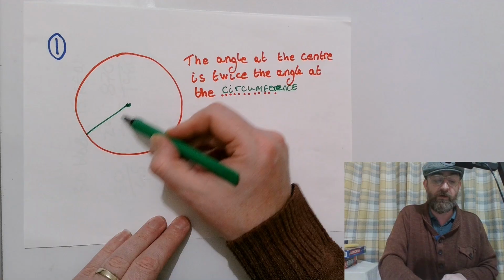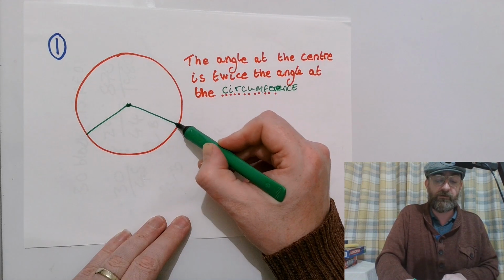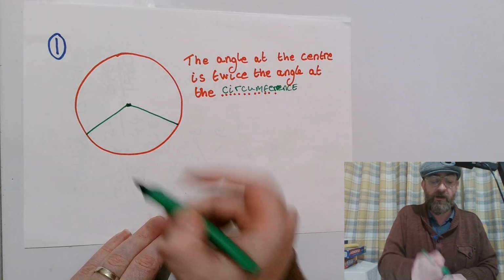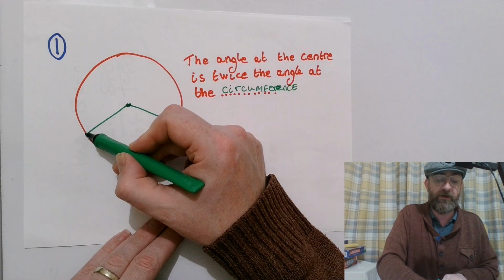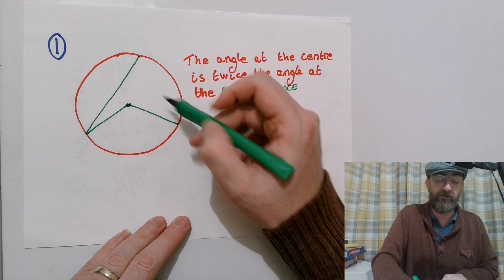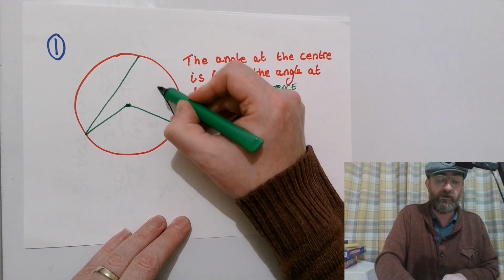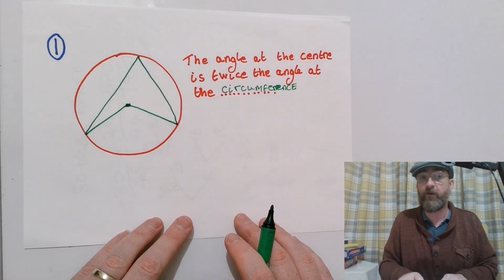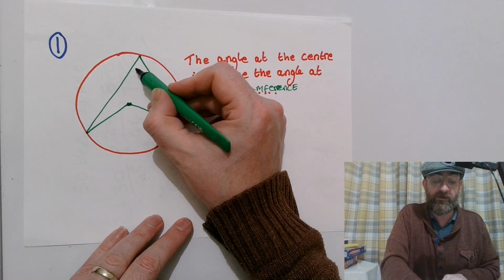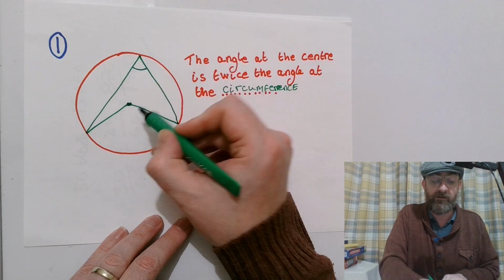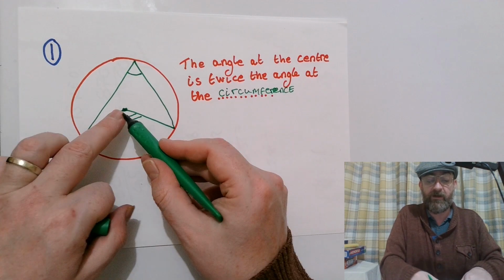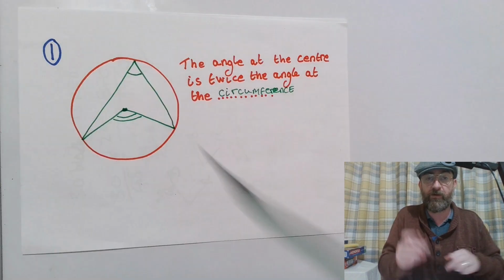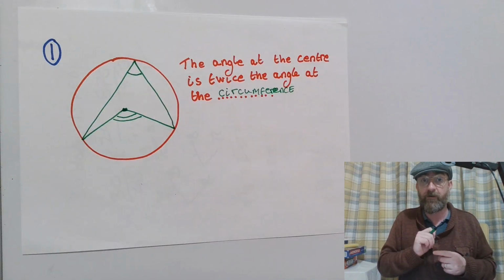So we've got two lines there, two radii, and they're from the same arc. We're going to draw another angle, but this time at the circumference. What this circle theorem is saying is that this angle here is half this angle here. So angles at the centre are double angles at the circumference from the same arc.